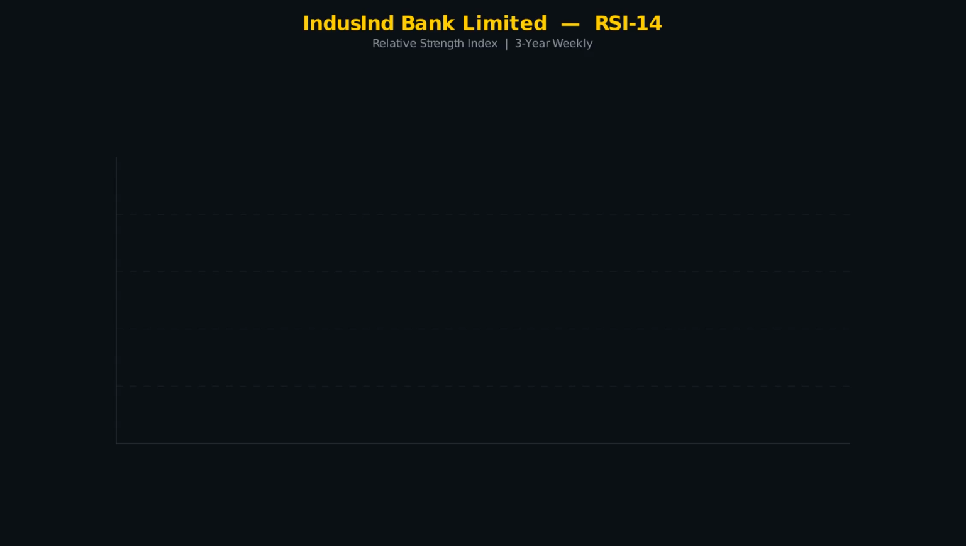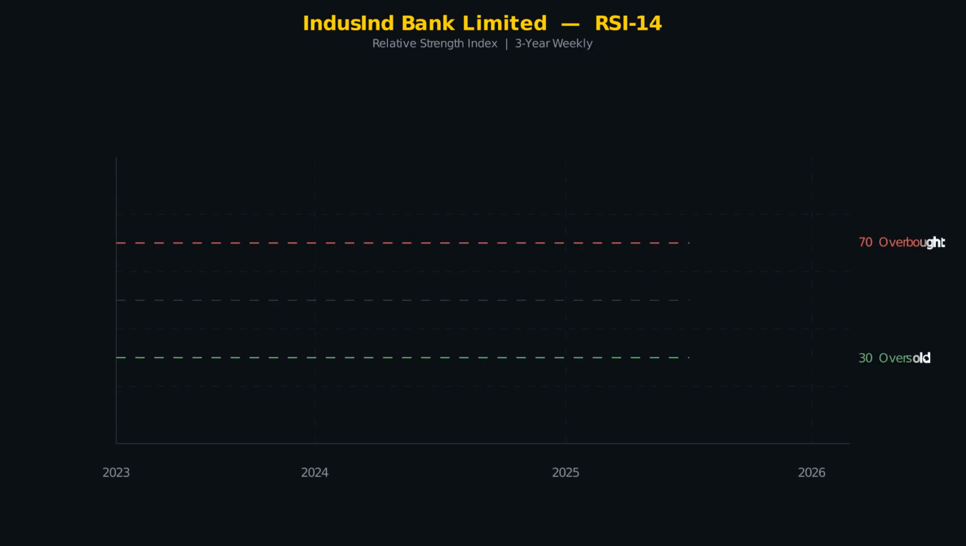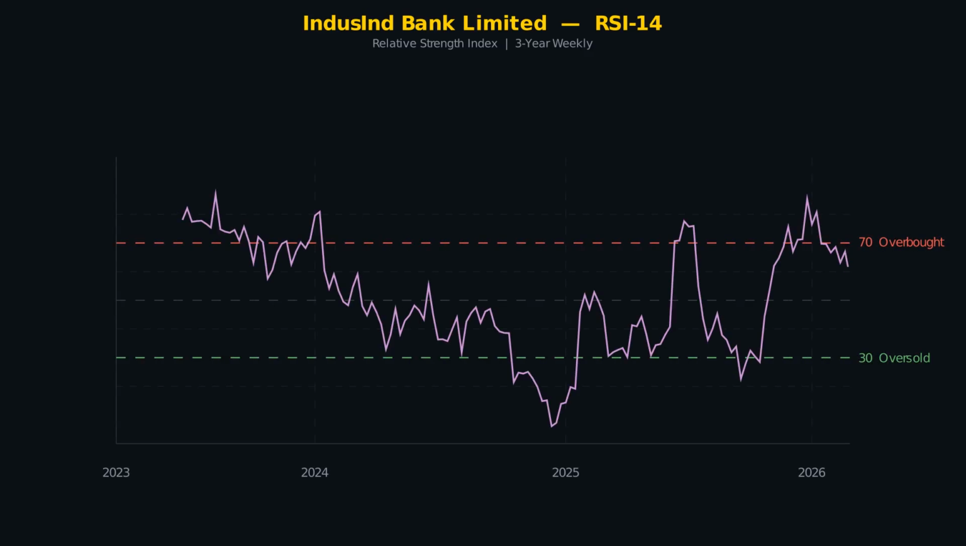Here is the RSI chart for IndusInd Bank Limited over 3 years. The red dashed line at 70 marks overbought. The green dashed line at 30 marks oversold. The current RSI reading is 58.4. RSI is in neutral territory. Momentum is balanced between buyers and sellers.